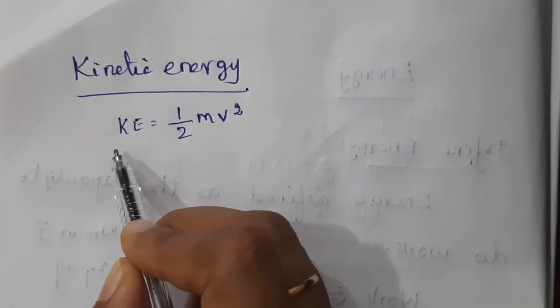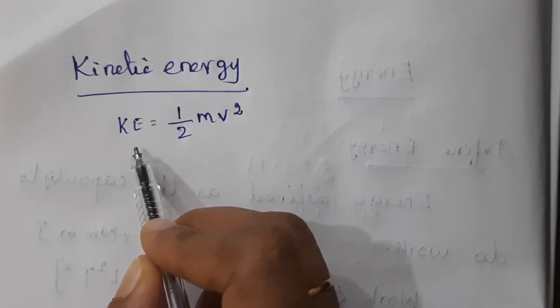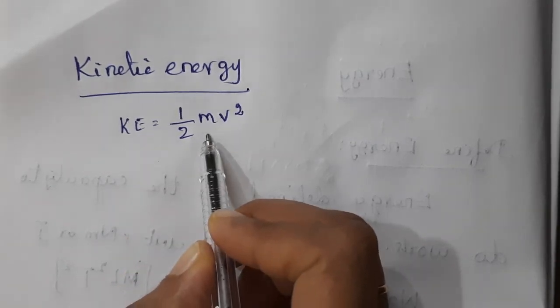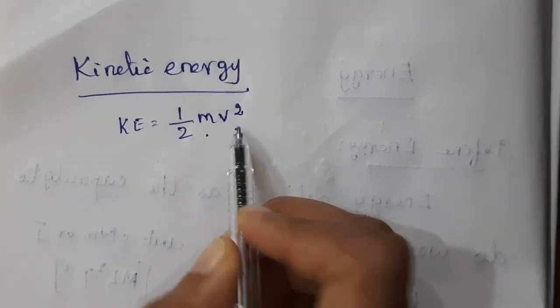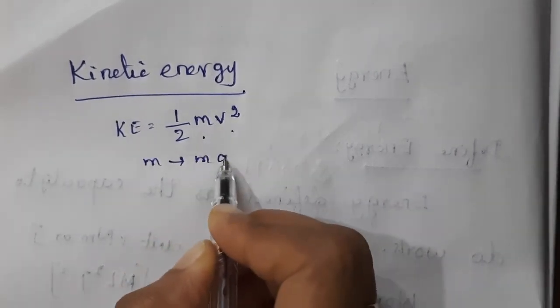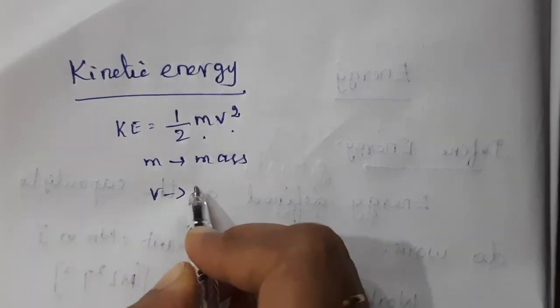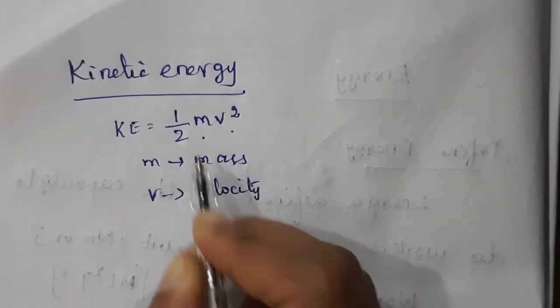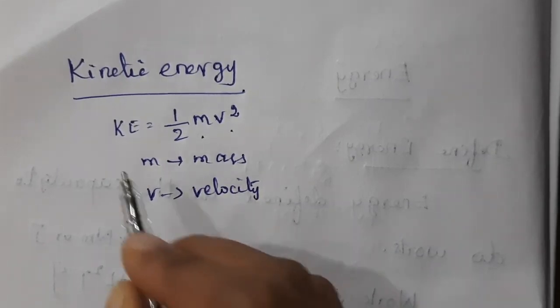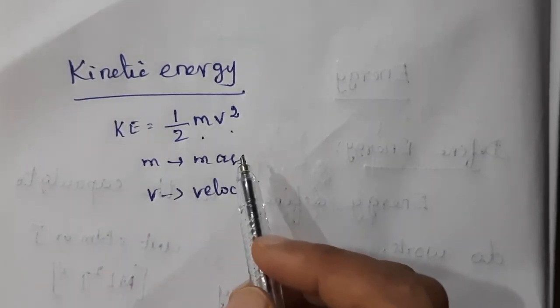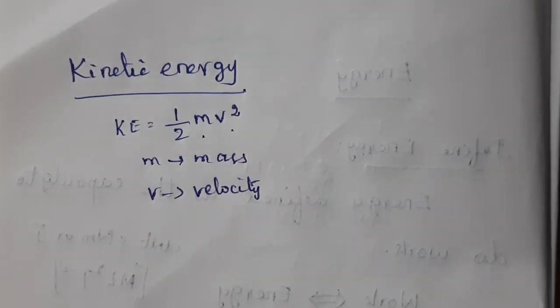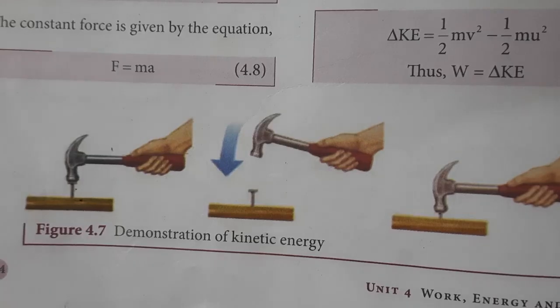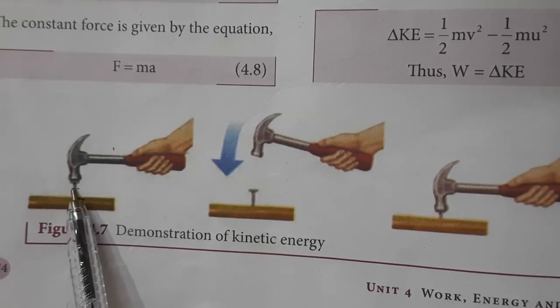So I can say the amount of work done by a moving body depends upon the mass of the body and its velocity, where m is the mass of the body and v is the velocity of the body. This is the expression for kinetic energy. So kinetic energy depends upon mass and velocity: half mv square. A body which is not in motion does not have kinetic energy. Understand? There is a demonstration of kinetic energy given in your book, that is hammer, nail and wood.